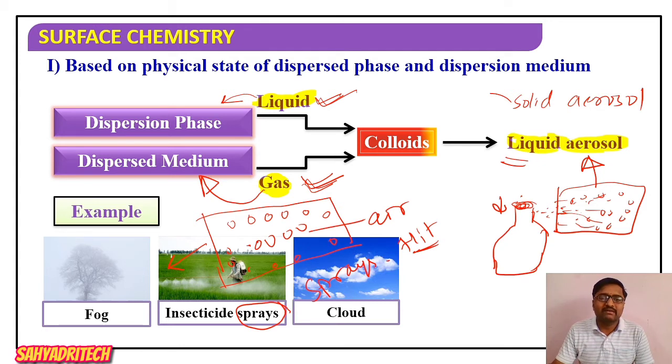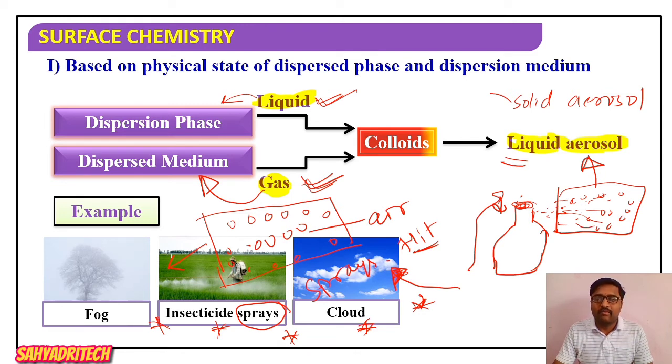One more example: if I consider clouds, whatever clouds are formed, they are also an example of liquid aerosol. So just to repeat, what is a liquid aerosol? A type of colloidal system in which liquid is the dispersed phase while gas is the dispersion medium. You must remember this much of the definition. Further, examples are very important. You must remember the particular examples. Fog, insecticide sprays and clouds are examples of liquid aerosol.